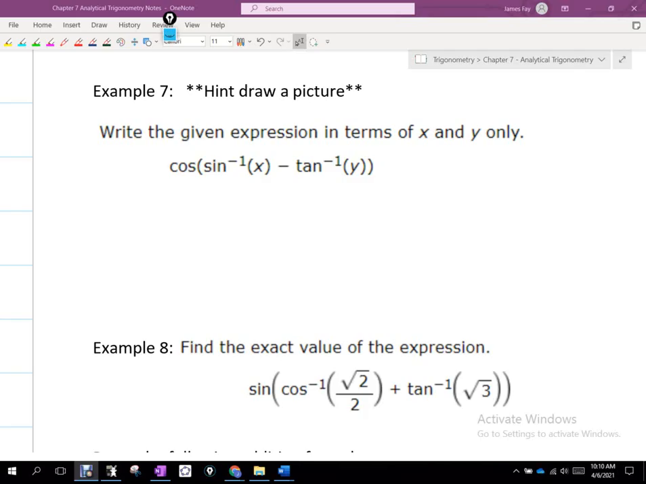All right, so this question says express or write the expression in terms of x and y only. So when we're done, there should be no sine, tangent, cotangent, secant, cosecant, cosine. There should be no trigonometric functions left over when we are done. Okay? Lots of things going on here.